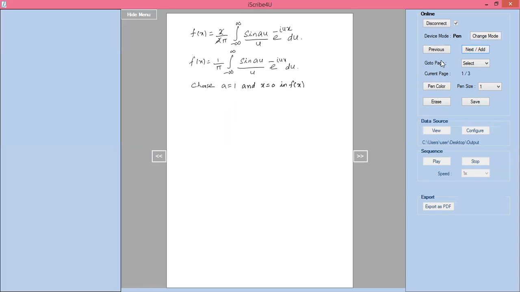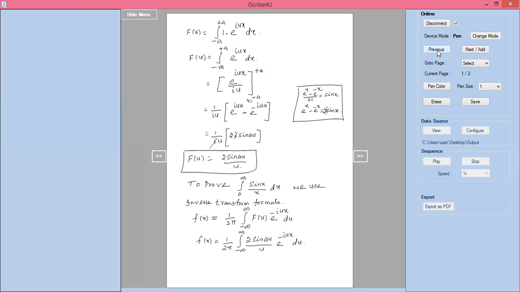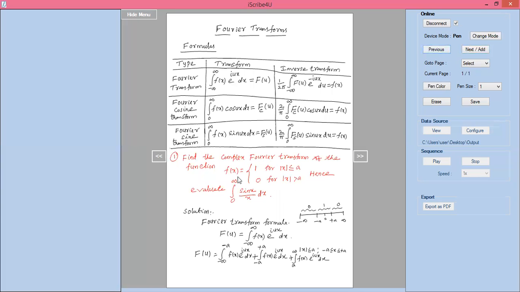What is f of x here? We have already seen f of x, and we choose a equal to 1 and x equal to 0 in f of x. But x equal to 0 lies between minus a to plus a. Why am I writing this? Because already in the problem we know that f of x is defined for modulus of x less than or equal to a. What does modulus of x less than or equal to a mean? Minus a less than or equal to x less than or equal to plus a. So 0 lies between minus a to plus a.